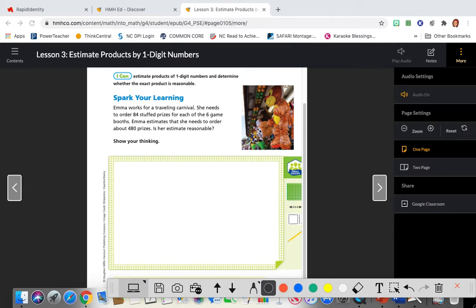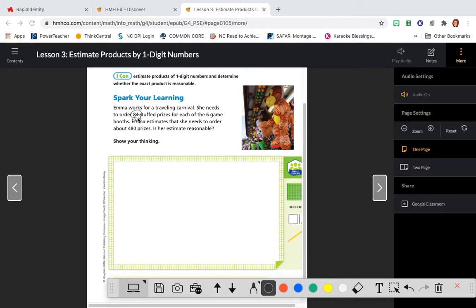Emma works for Traveling Carnival. She needs to order 84 stuffed prizes for each of the 6 game booths. Emma estimates that she needs to order about 480 prizes. Is her estimate reasonable? So we're going to show our thinking. We're going to see if her answer is a reasonable answer. So let's start with 84.